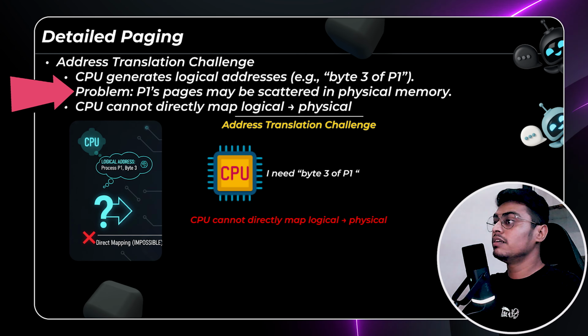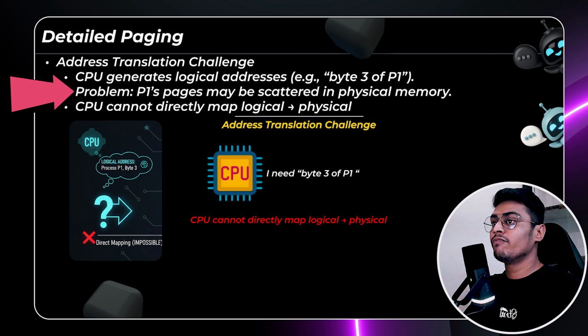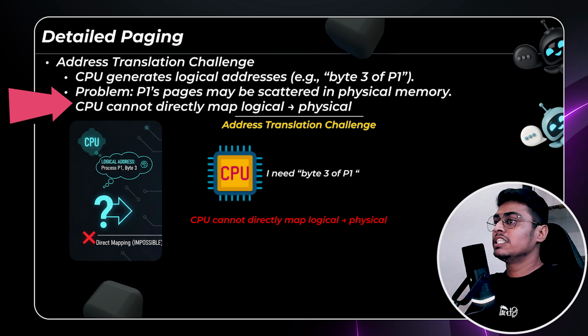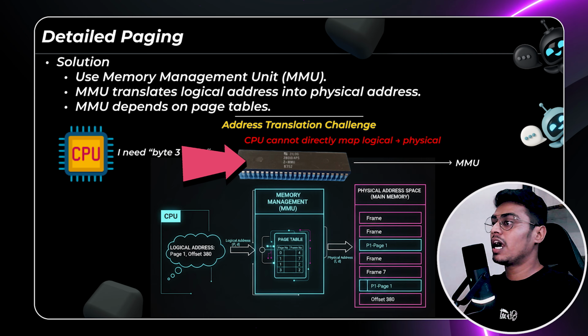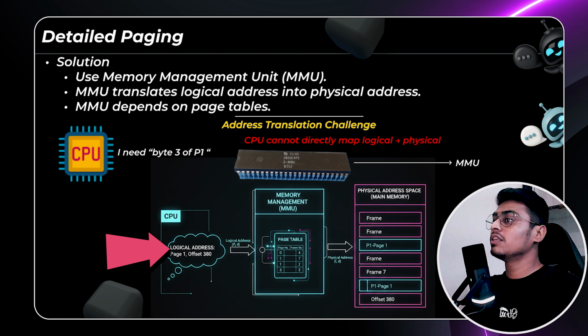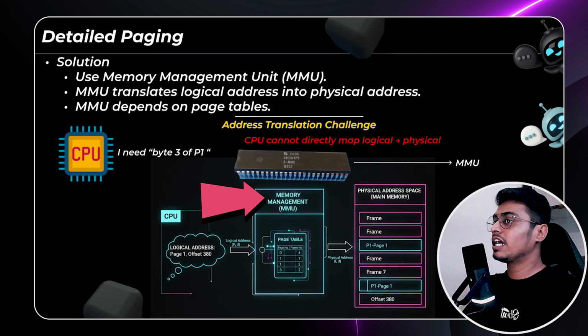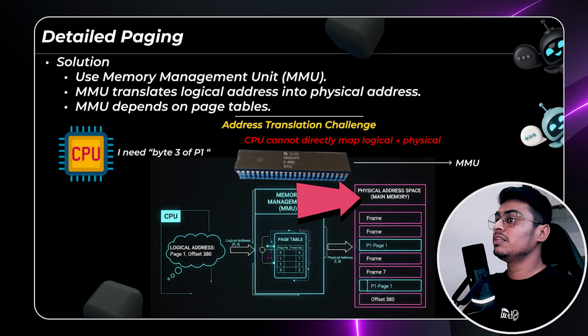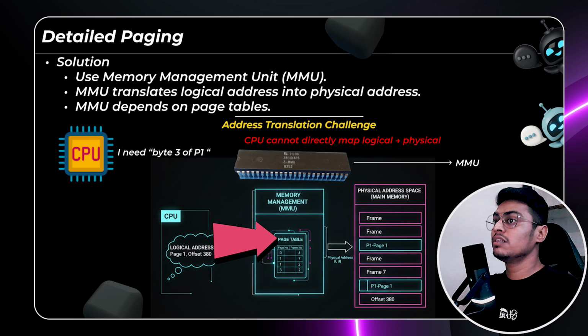Remember, we have scattered P1's pages across different frames. Byte 3 might be in frame 0 or frame 1 or somewhere else entirely, depending on how we divide the process into pages. This is where we need a mapping mechanism, something that can translate the CPU request into the actual physical location in memory. This translation is performed by a hardware component called the Memory Management Unit, MMU. The MMU takes the logical address generated by the CPU and converts it into the corresponding physical address in main memory. To perform this translation, the MMU uses a data structure called page tables.